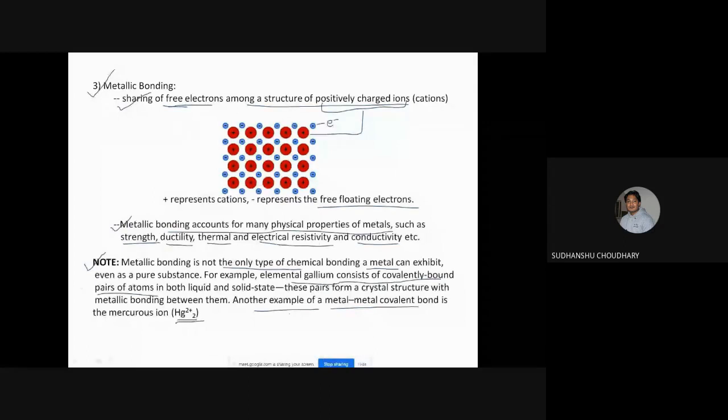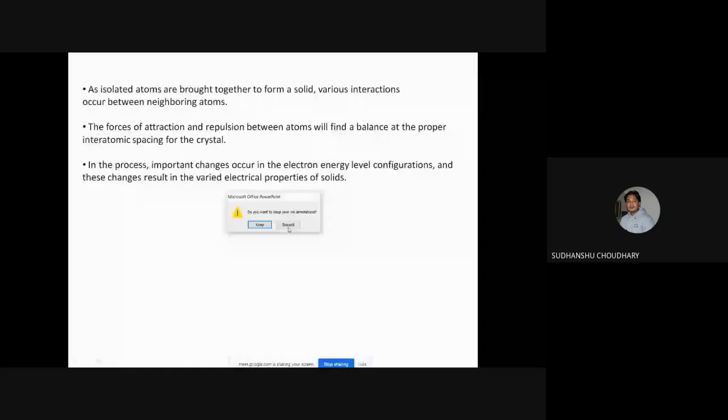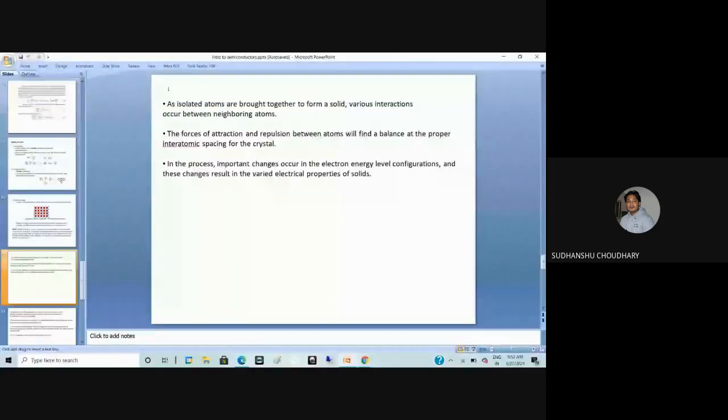Okay. Now let us talk about energy bands, how these energy bands are formed. Okay. So maybe I'll change this slide a little bit. I'll write over here energy bands. So let us talk about these energy bands.